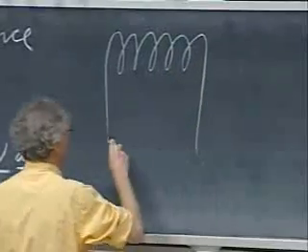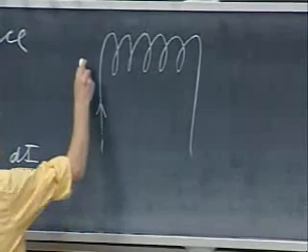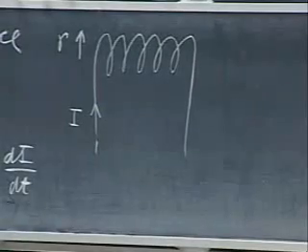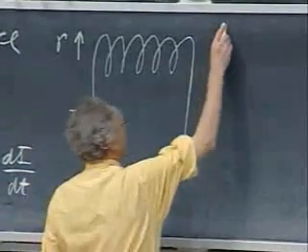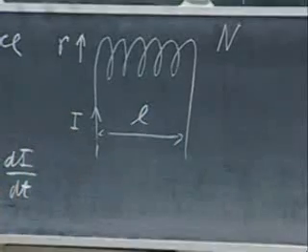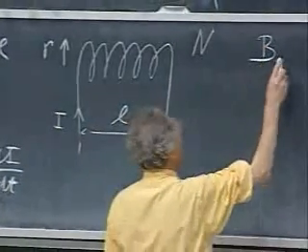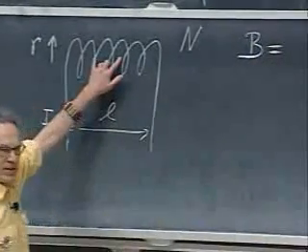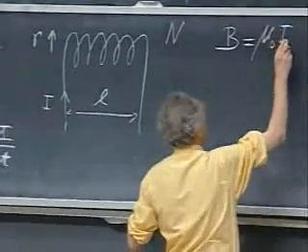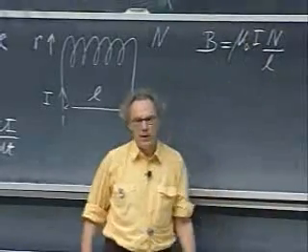Let this be a solenoid, and this is a closed circuit. And we run a current I through the solenoid. And the radius of these windings is little r. Let's say there are capital N windings, and the length of the solenoid is little l. Perhaps you remember that we earlier derived, using Ampere's law, that the magnetic field inside the solenoid is mu0 times I times capital N divided by little l. This is the number of windings per meter.